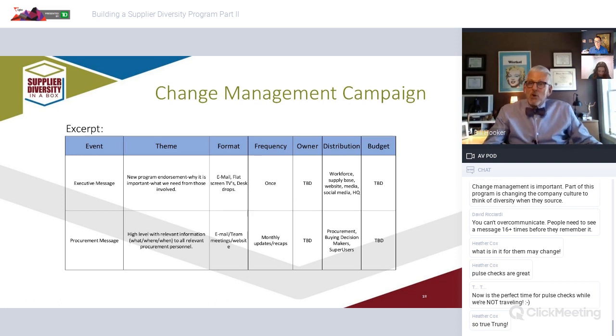It could be the chief procurement officer. It could be the chief diversity officer. It could be the CEO, depending upon the size of the company. But what change management programs typically have, and we're going to review the whole list of them on the next slide, is an event. Okay, so the very first thing we want to get out is an executive message. We want our executives to articulate how important supplier diversity is to them. As we talked about yesterday, it's a much easier road to travel if you have your executives who are supporting you. And then we have a theme.